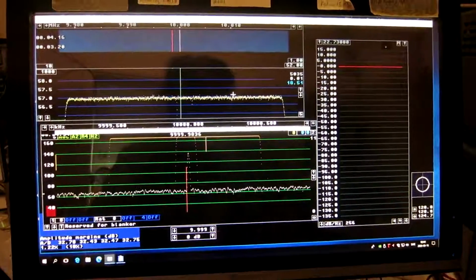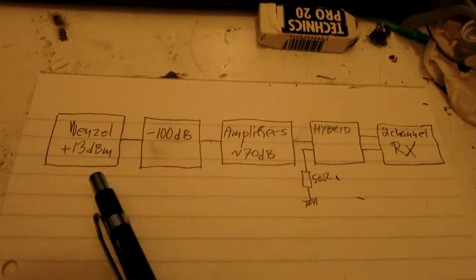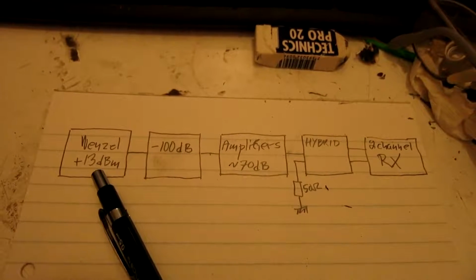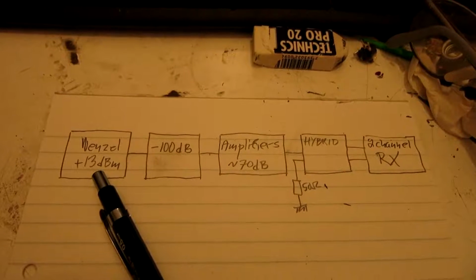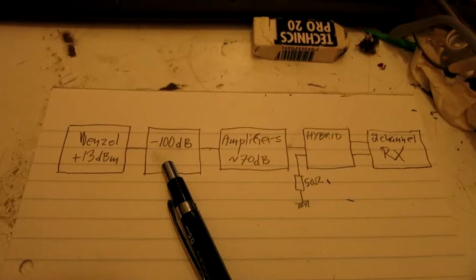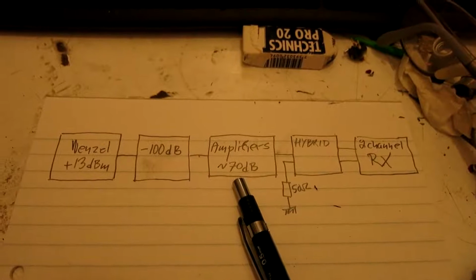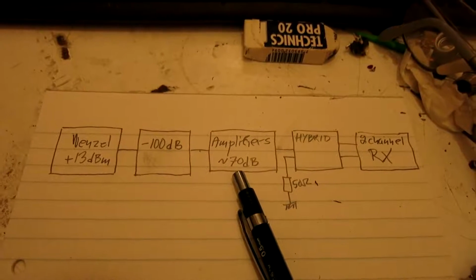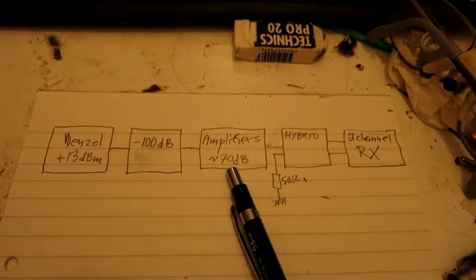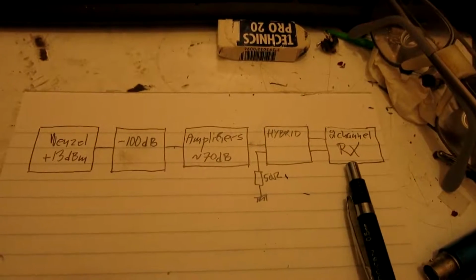So to that end I have arranged like here the Wenzel oscillator, a very good oscillator at plus 13 dBm 10 MHz, then 100 decibels of attenuation. After that, several amplifiers with about 70 decibels of gain together, series connected noiseless feedback amplifiers. And then the hybrid with a 50 ohm resistor and the 2-channel receiver.